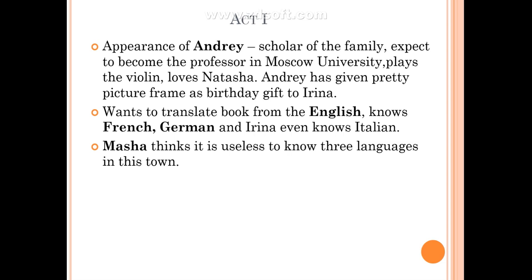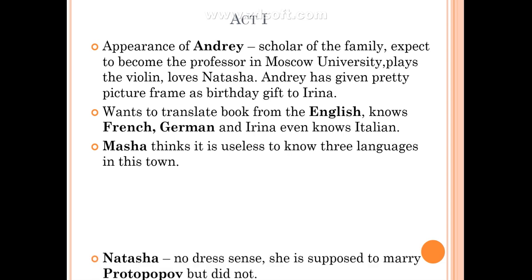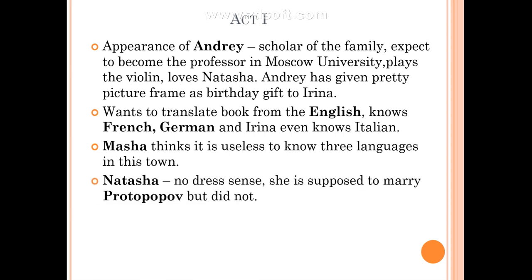Masha says that it is not good to stay in this place. Where should we go? Go to Moscow. And then in Act One itself, the character of Natasha is introduced. Let me tell the students that Natasha is a local girl, which means she belongs to the provincial town, and she does not know the manners or the etiquette, and all the other characters who belong to Moscow make fun of Natasha.